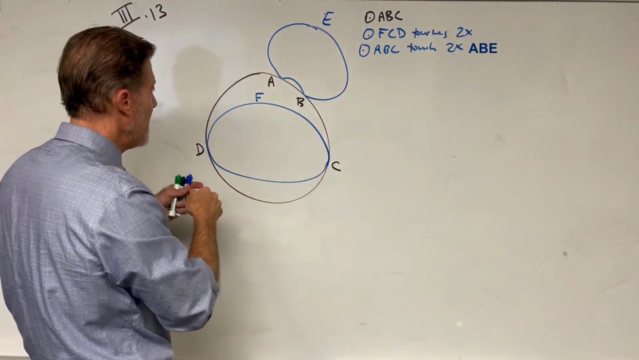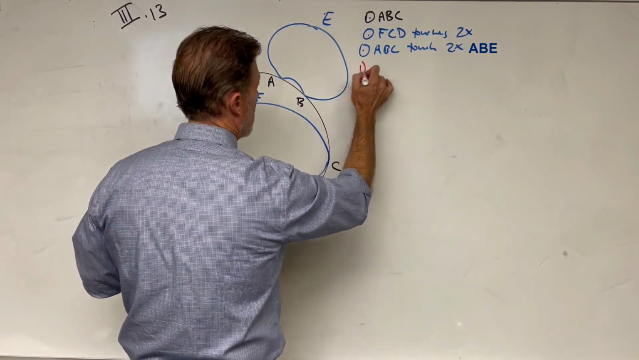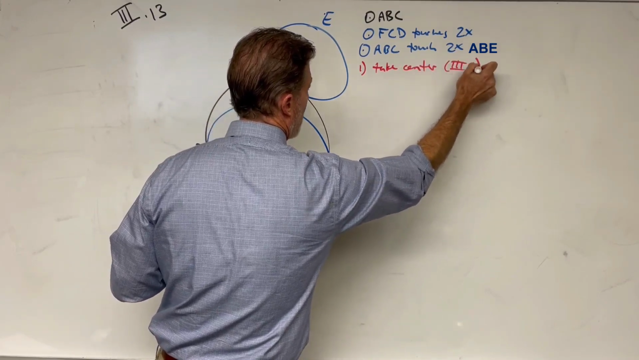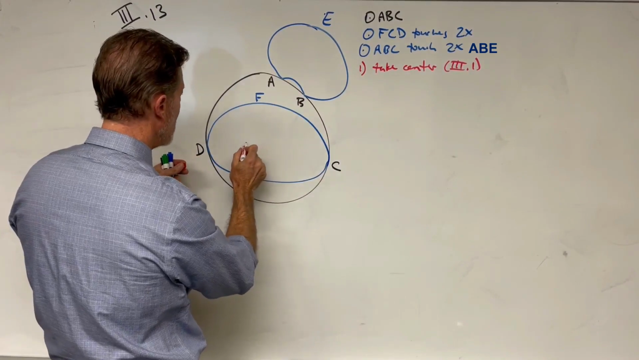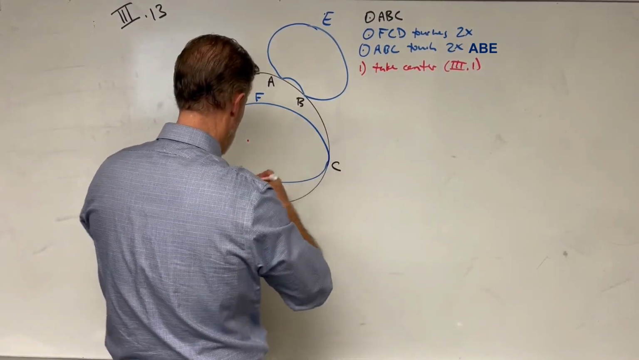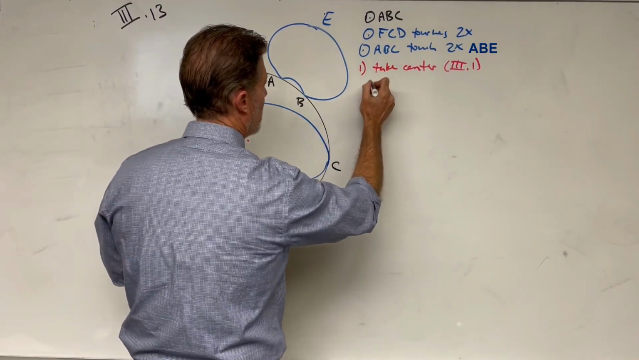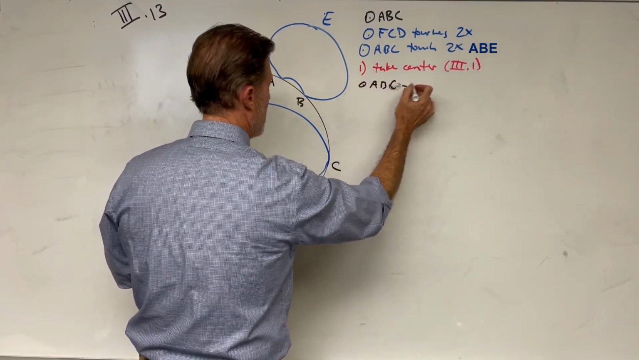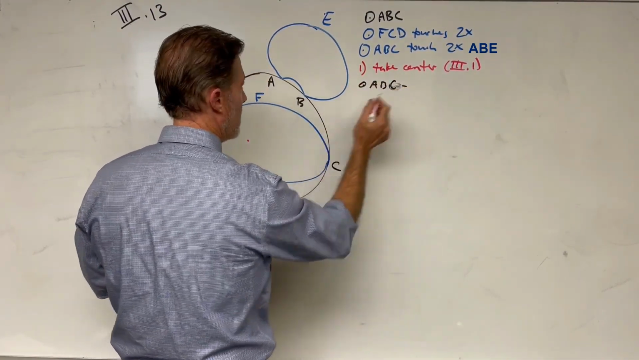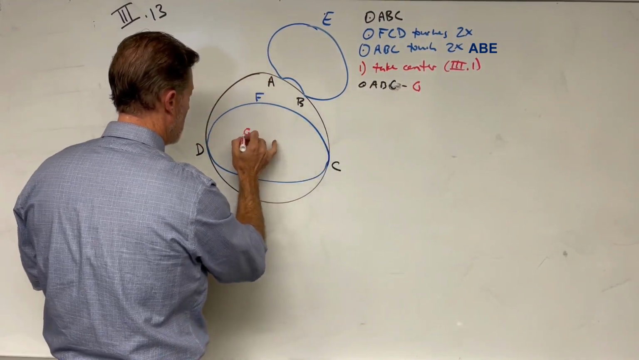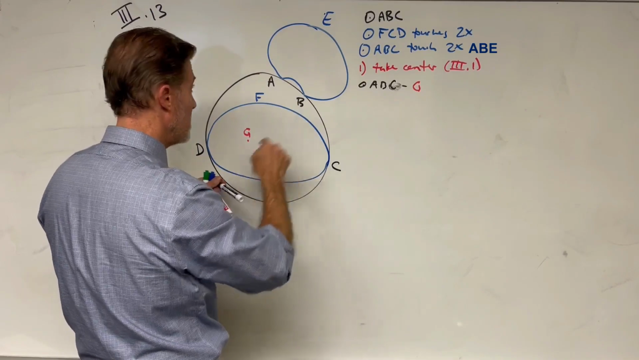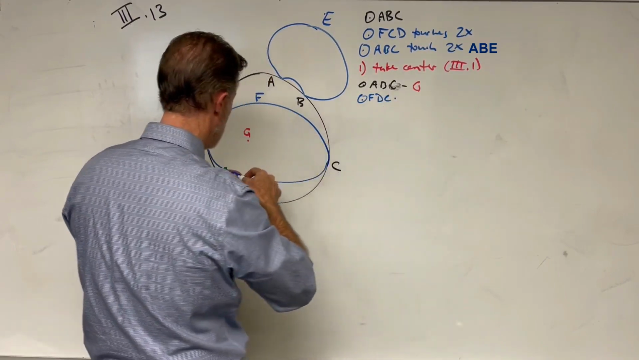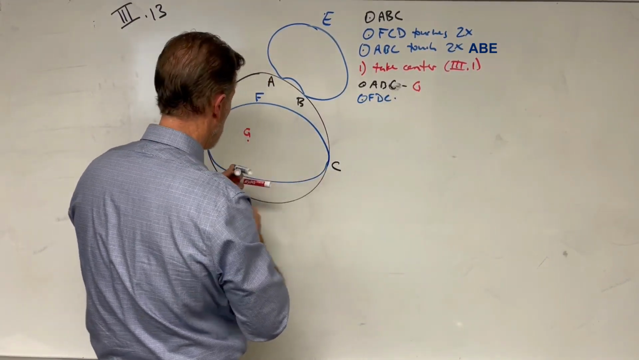So the first thing let's do is take the center of circle ABC. We know we can take the center of any circle. That's Proposition 1 of Book 3. So let the center of circle ABC be G here. And let's have the center of circle FDC be point H.